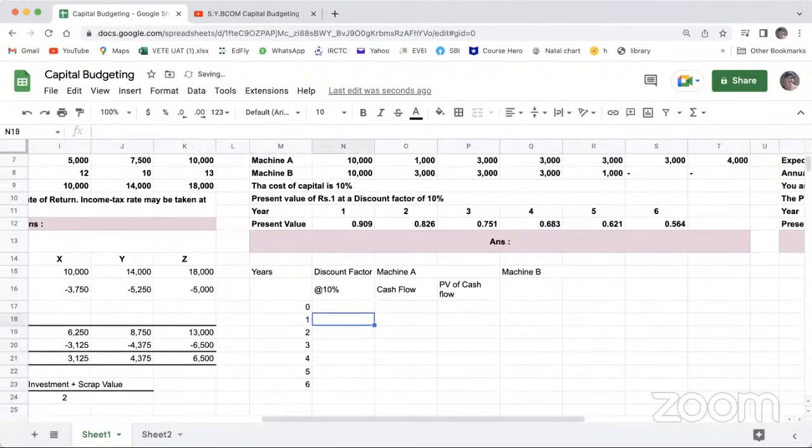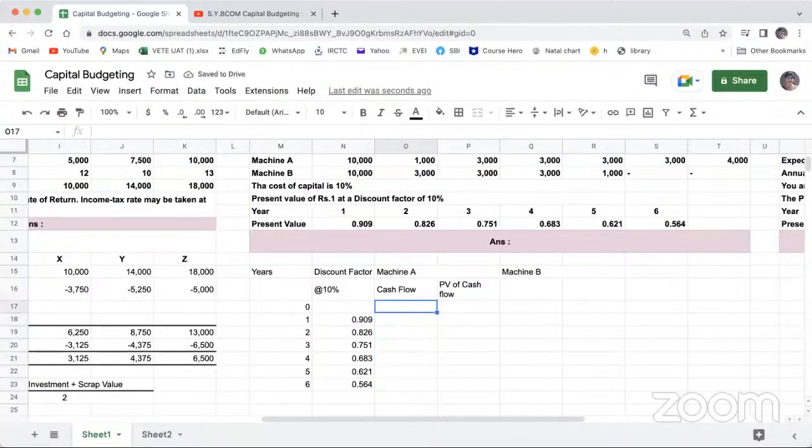Now let's start with the percentage. The discounting factor is also given to us, so just copy it as it is. That is 0.826, 0.751, then 0.683, then 0.621. Sorry, I made a mistake. So that's year 6, 0.564. Okay.